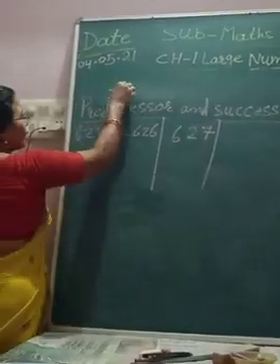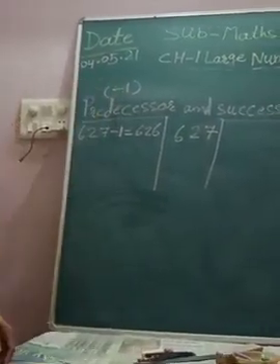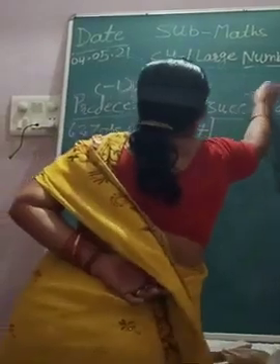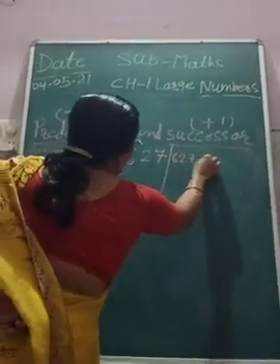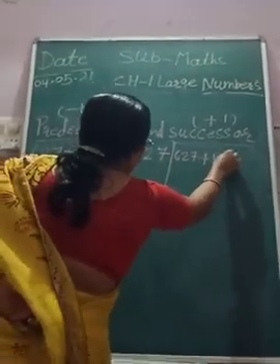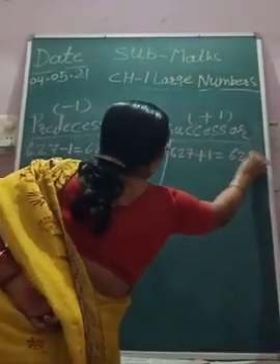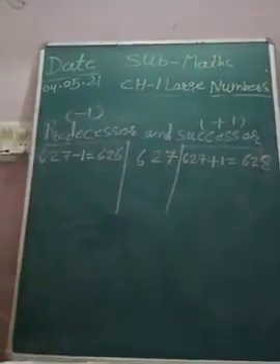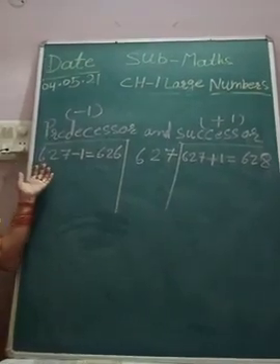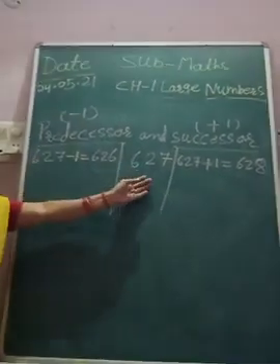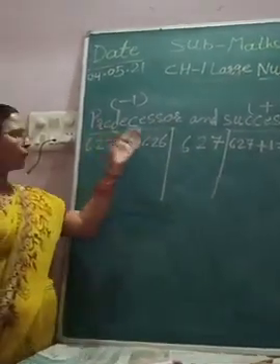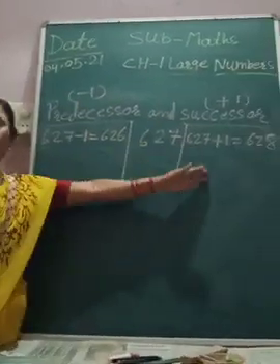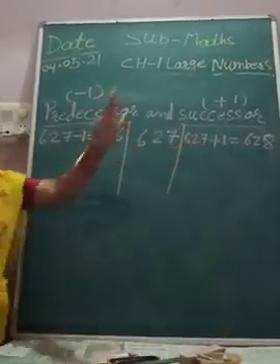And successor means, as I have told you, you have to add 1. Here you have to minus 1, and here you have to add 1. So if you have 627, what will you do? Add 1. Then you will get 628. In this way you have to find the predecessor. Any digit will be there. In the same way, when you have to find the predecessor, you just subtract 1. When you have to find the successor, you just add 1.